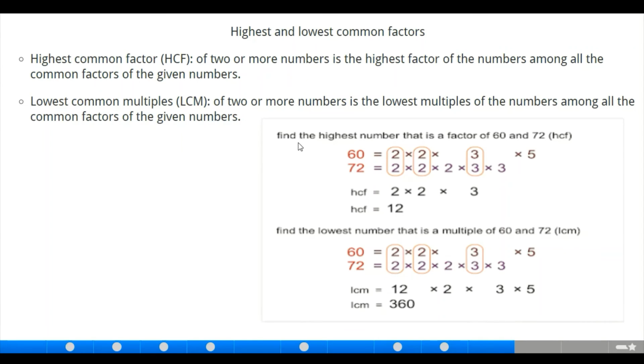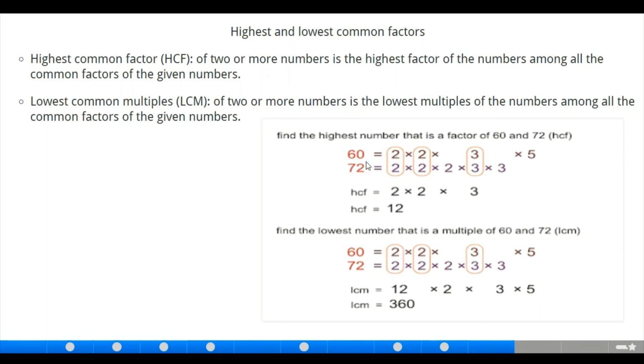So let's look at what we have here. We have a worked example, which is showing us that we should find the highest common factor of 60 and 72. So we are going to be using this method. Now let's look at this. We want to express it in factors. So if you multiply 2 times 2 times 3 times 5, it will give us 60. If you multiply 2 times 2 times 2 times 3 times 3, it will give us 72.